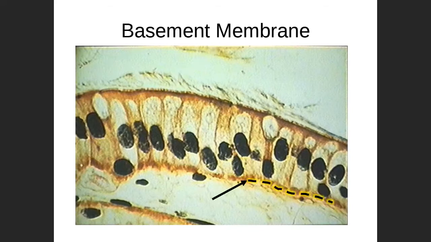All right, and then our slide here will also depict this kind of dark staining colored structure here at the bottom where this dashed black and yellow line is. That is our basement membrane. As you recall, like I said before, simple epithelium, all the cells make contact with that basement membrane.